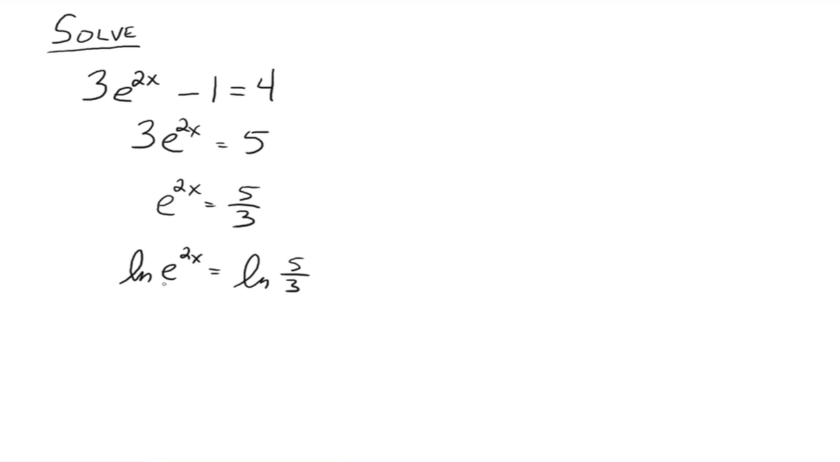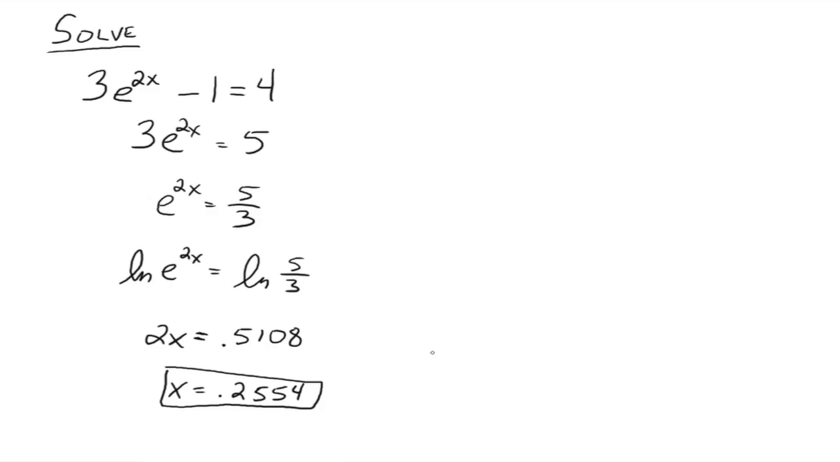Why? Because the natural log of e to the 2x is just 2x. And the natural log of 5/3 is 0.5108, about. So then that implies that x is about 0.2554. And there's your solution.